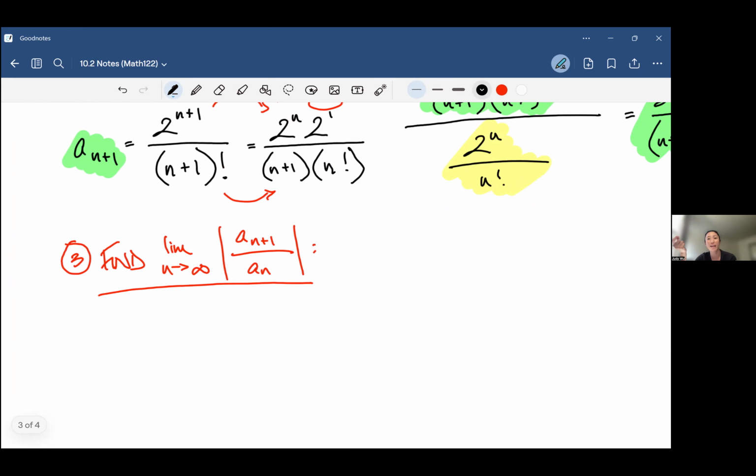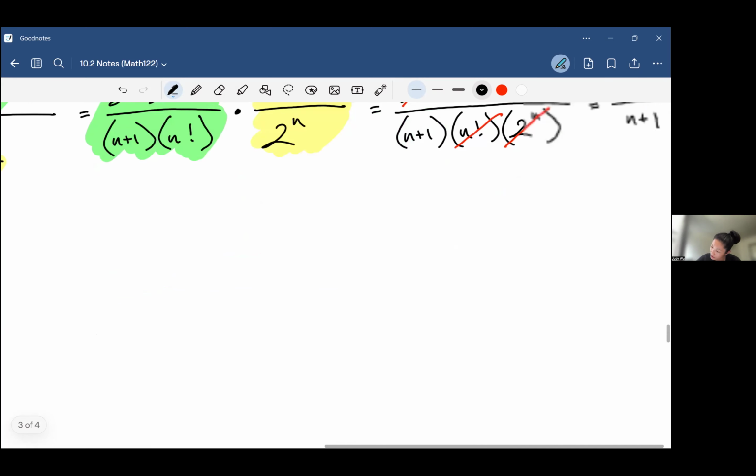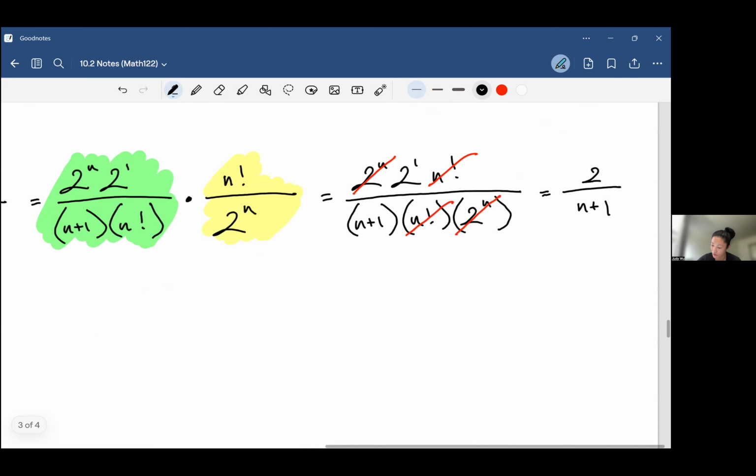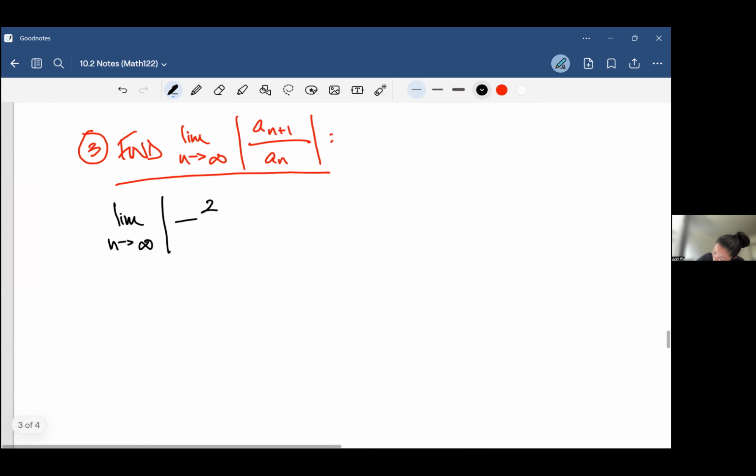Because at this point, if we get a number, we know that there is an interval of convergence. If we get 0, it's going to mean that we have convergence everywhere. And if we get infinity, it means it converges at just one point. Okay, so we're pretty close to being done here. Let's find the limit as n approaches infinity of, what did we say that was? 2 over n plus 1.